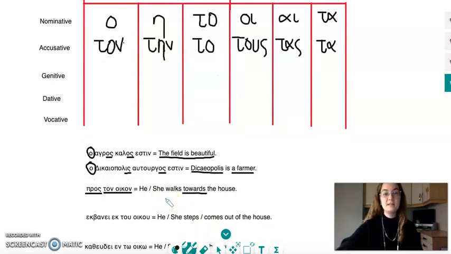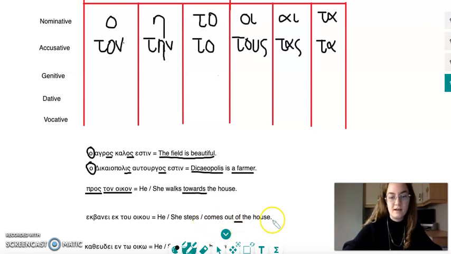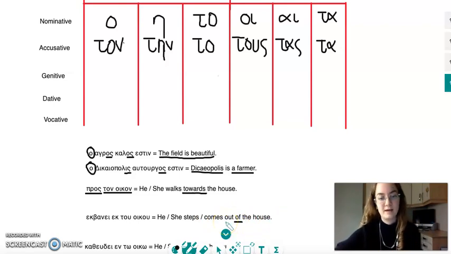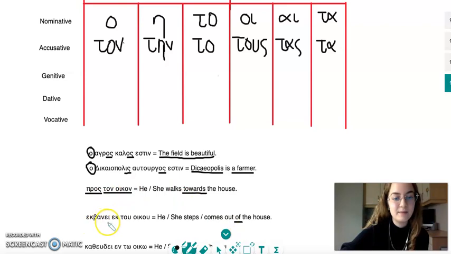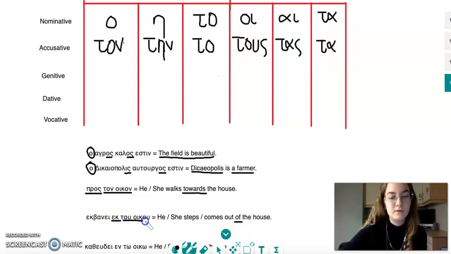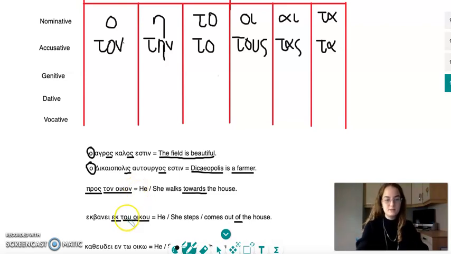Okay, so the genitive refers to the motion from a place, or it can come with some prepositions. So if you see the word of, that's usually going to mean that the definite article is going to be genitive. So comes out of the house. That's the motion away from the house. In the Greek here, ek tou oikou. So ek is out of, and tou oikou is of the house. So there we can fill in our table.